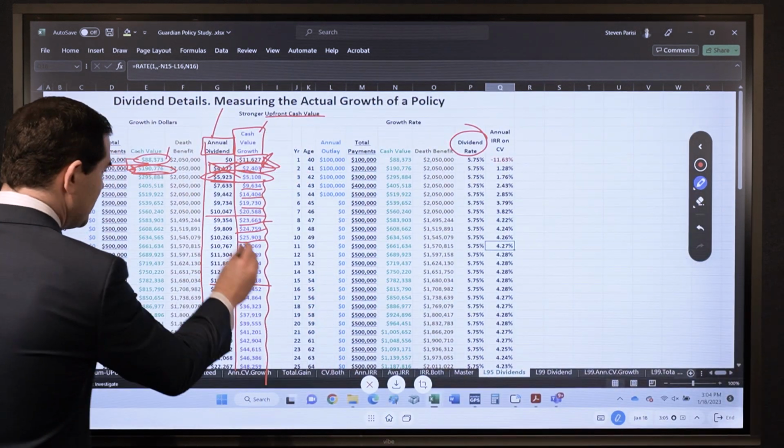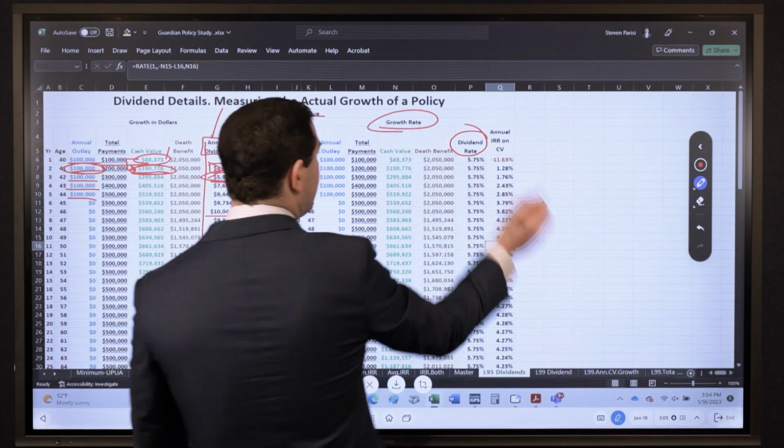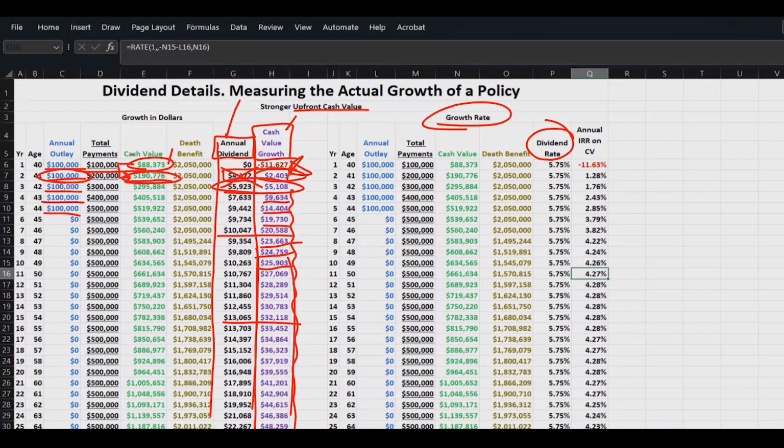All right. So here's our total cash value growth in dollars on a yearly basis. And then the same thing from a rate perspective, because here I've got a dividend rate of 5.75%, but does it ever hit that 5.75%? No, because this is a gross rate that is applied after the company's insurance expenses and such. So here, we've got our annual internal rate of return on cash value.